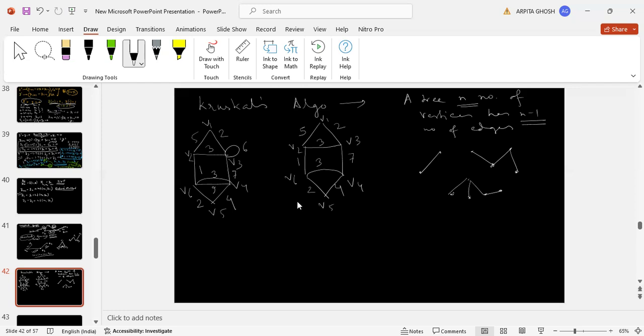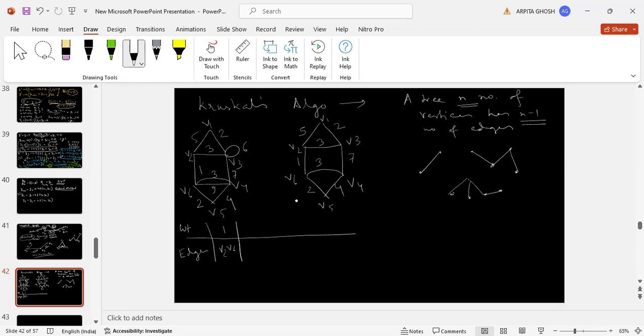Now in Kruskal algorithm, what we do, we write the edges in order of increasing weight. Weight, edge. First, what is the lowest weight for this particular graph? 1 is there. 1 is the lowest weight, that corresponds to V2, V6. So this is your V2, V6.